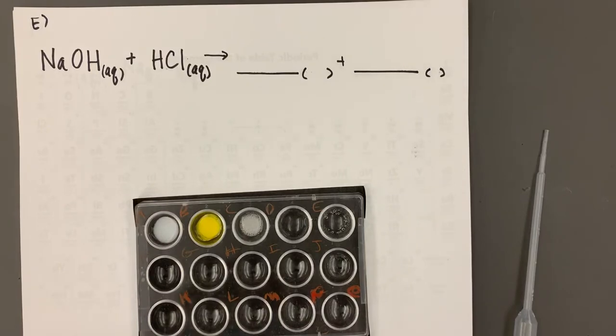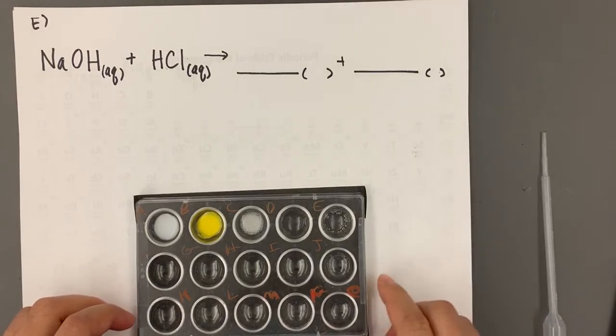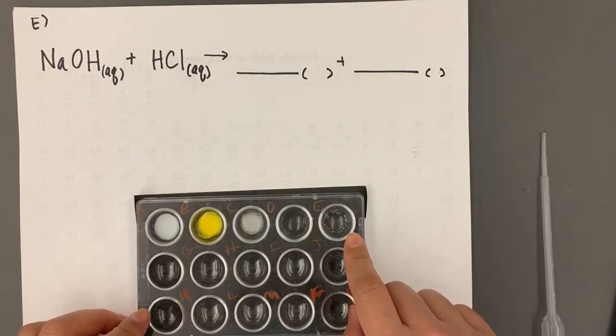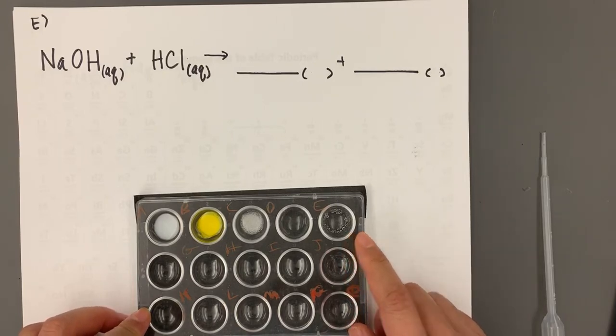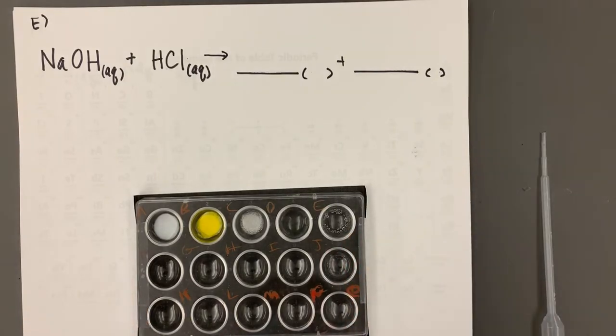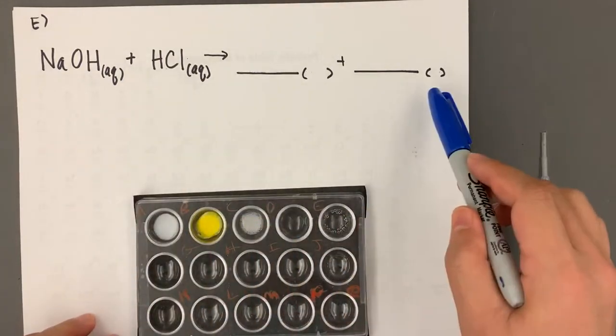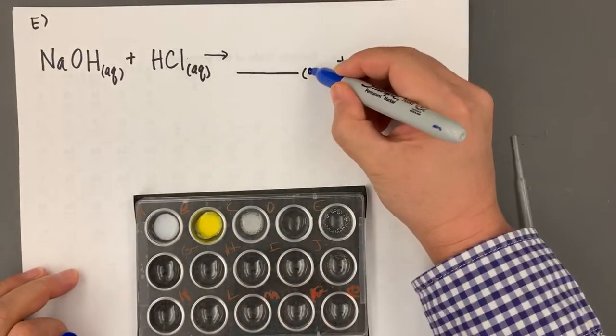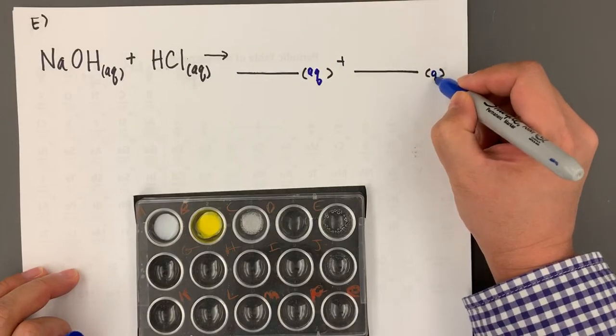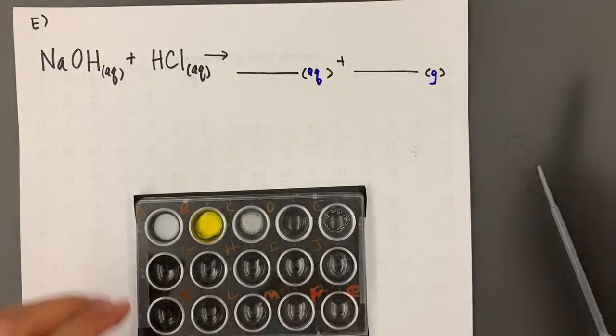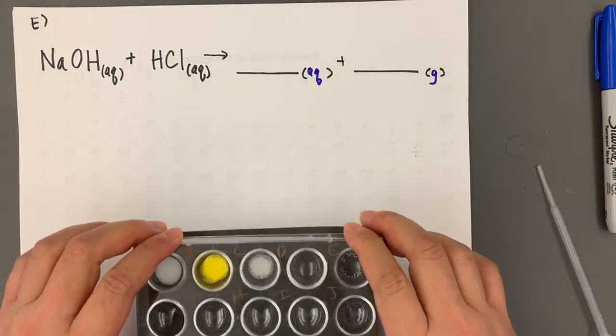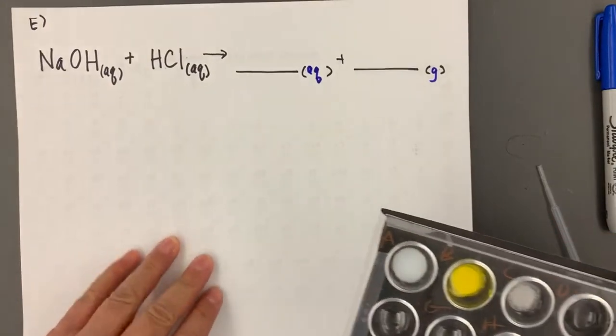So in this reaction, what might this be? Based on your double displacement, you should be able to predict that one of these is aqueous and one of these is a gas. I'm just going to go that far. We can talk more about it in the Zoom classroom.